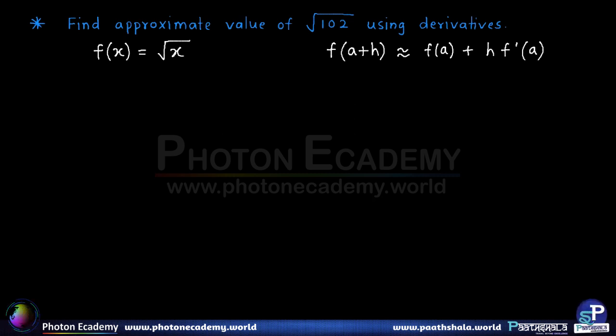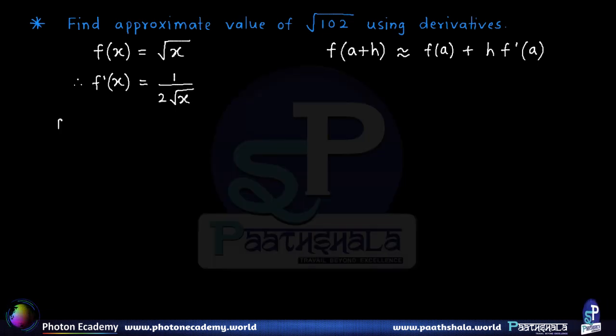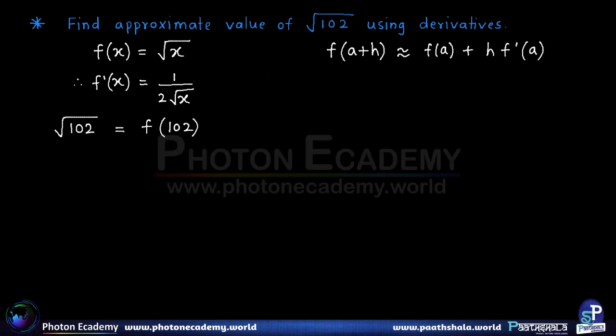So therefore let us keep ready the derivative expression for root x, which is nothing but 1 upon 2 root x, right. Now let's start writing whatever we want to actually find out. So we have to find out the square root of 102, which is nothing but f of 102, isn't it, because that is a function. Now that is further equal to, here we have to decide how we should write 102 as something plus something.